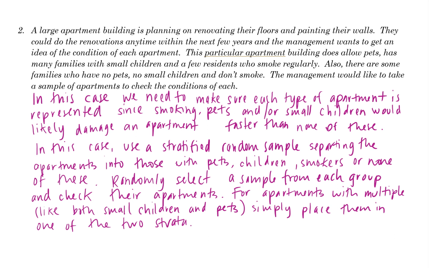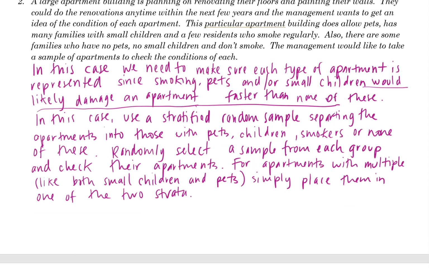You need to mention in this case that you're going to guarantee each type of apartment is represented. And the reason why you're doing that is what we said here, which is because any of these things, small children, pets, etc., are way more likely to damage an apartment faster. So we would need to know what all of the apartments look like. Basically, what we don't want to happen is we don't want to end up choosing a random sample, in this case, that's just people with none of these things. So if I ended up with 5 apartments and all 5 of them, none of them had pets, none of them had kids, none of them smoke, I might think, hey, these apartments are in great shape, when in reality, the other smoking children pet apartments are in terrible shape. So in this case, a stratified random sample is pretty much the only way to go. All right, last one.